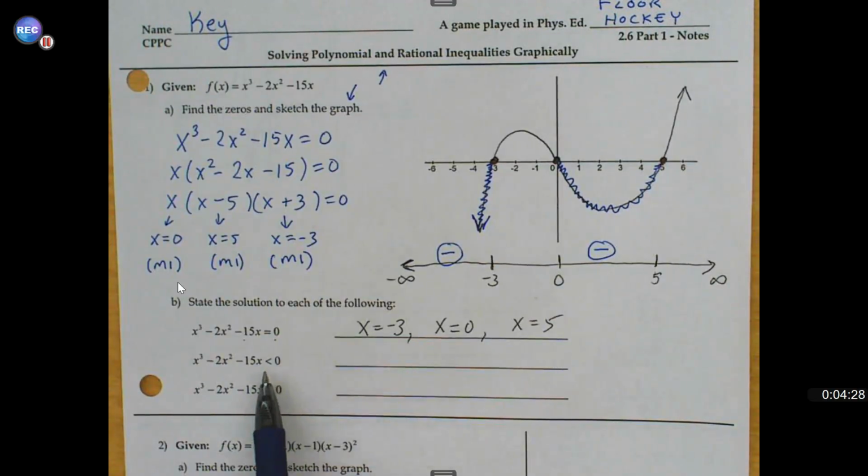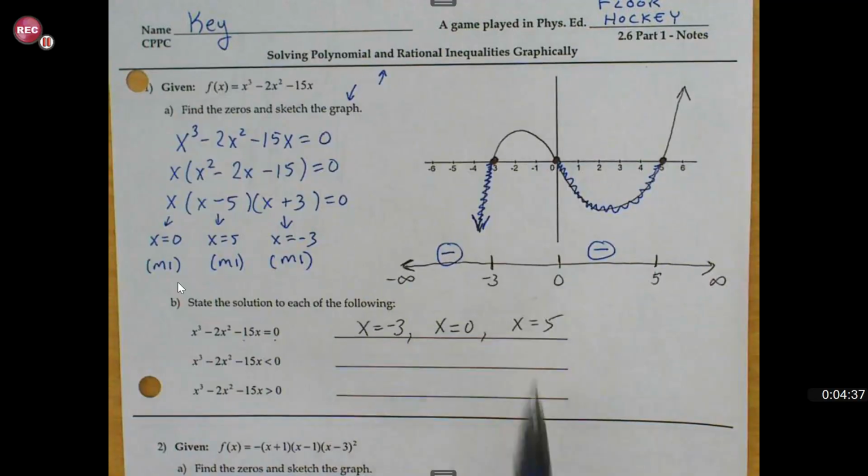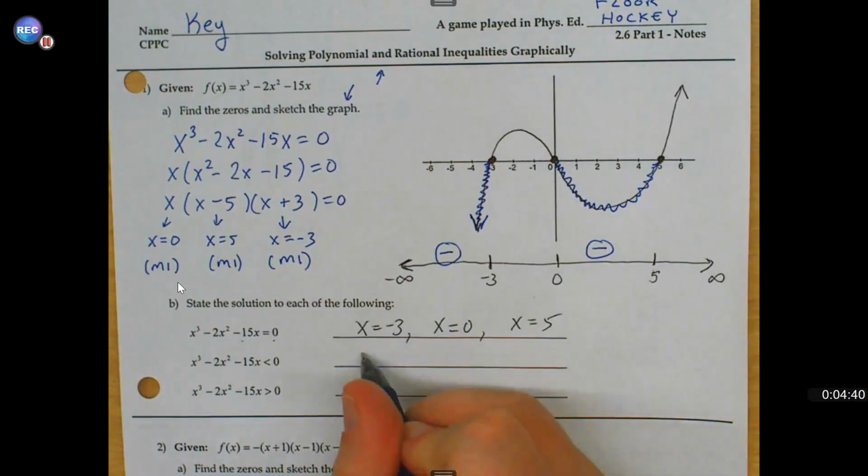That'll help us write the answer to the second question. Whenever it says less than 0, you want to know what values of x make the function come out negative. So we mark that on our number line. I'm just going to write those 2 intervals here like so.